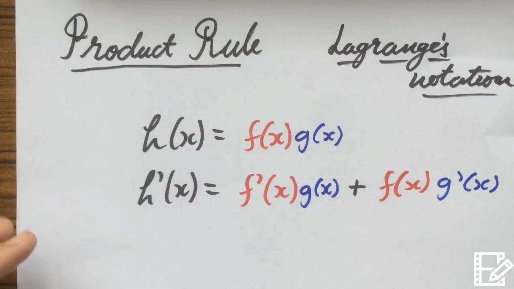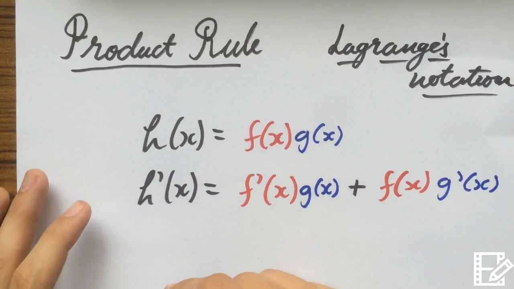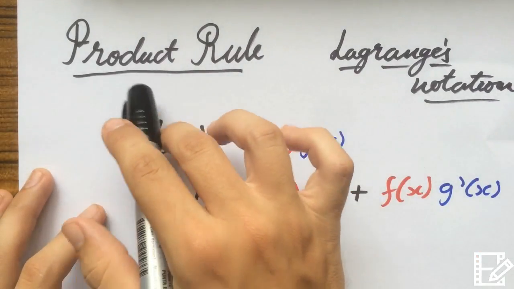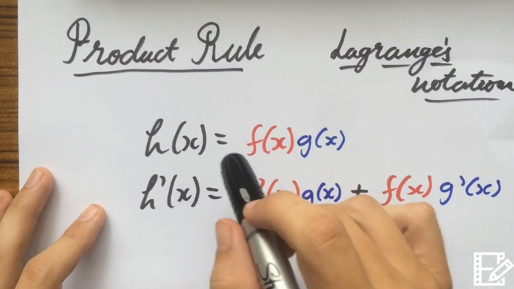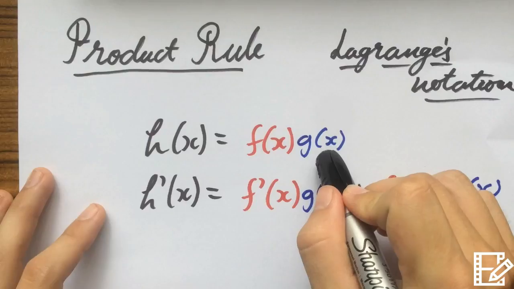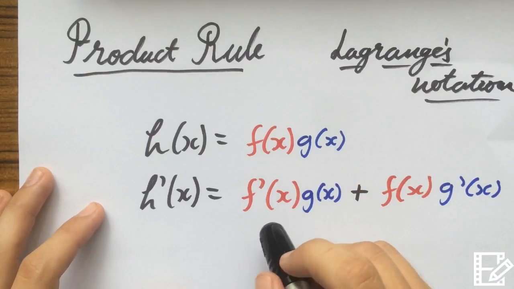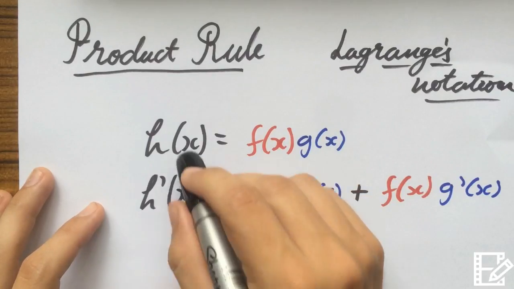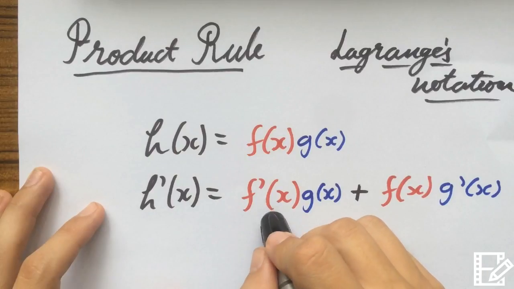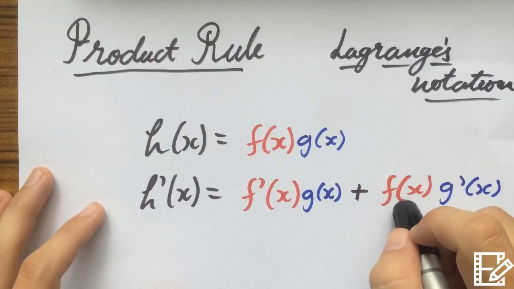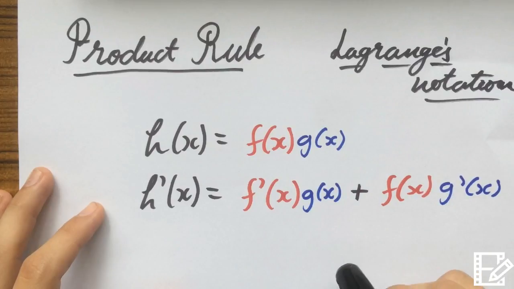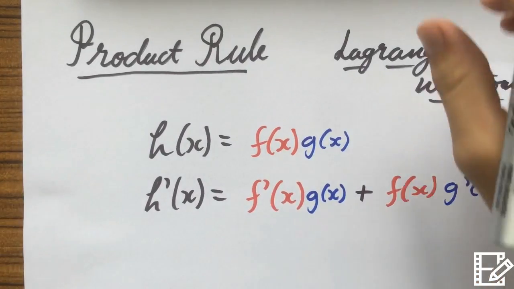This video is focusing on deriving inverse trig functions. We're going to be using the product rule and Lagrange's notation, which looks like this. So you have a function multiplied by another function, and the derivative of this will be the derivative of the first multiplied by the second plus the first multiplied by the derivative of the second. Okay.